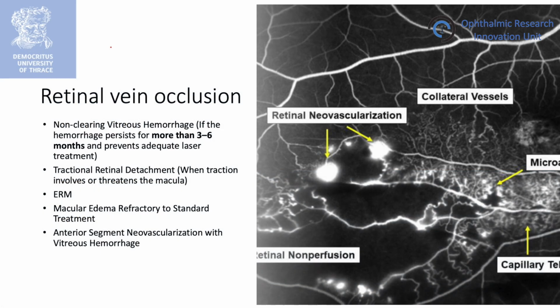Moreover, vitrectomy may be indicated in retinal vein occlusion under specific circumstances, primarily when complications arise that threaten vision. Similarly to diabetic retinopathy, the main indications include non-clearing vitreous hemorrhage, tractional retinal detachment, when traction involves or threatens the macula, epiretinal membrane, macular edema refractory to standard treatment, and anterior segment neovascularization with vitreous hemorrhage.